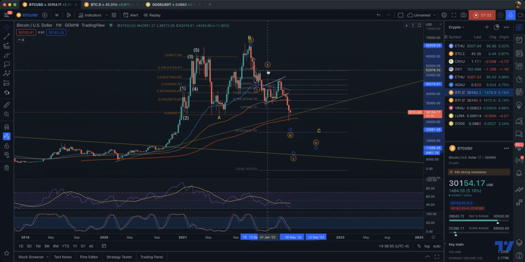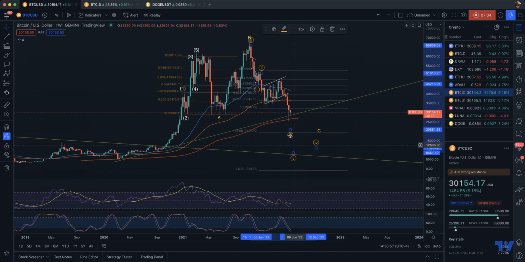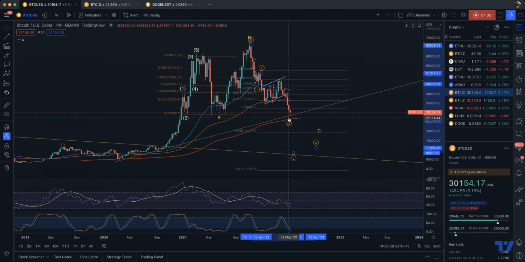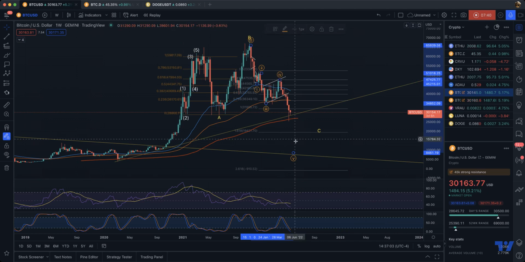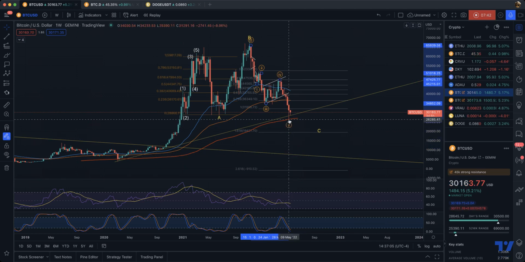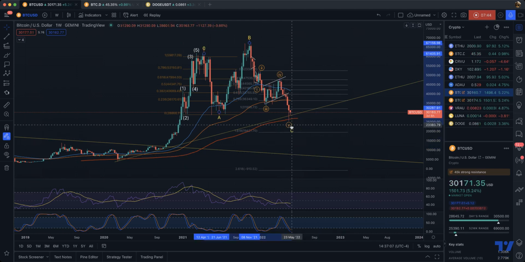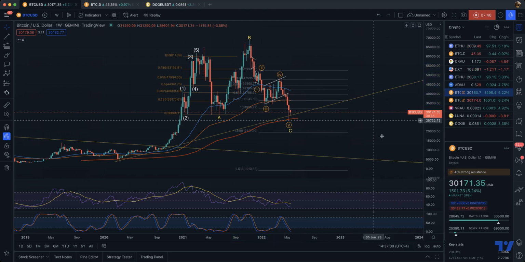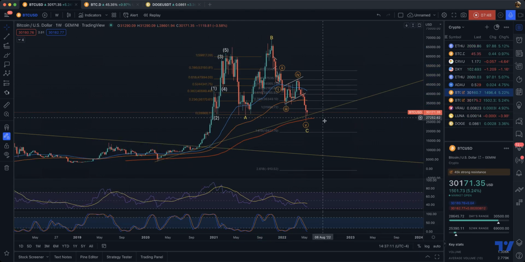This is an irregular flat correction. And this C wave is just about finished. And then I'm going to say, how do we recover from here? Because we've got to recover off of this. This is such bearish momentum. And the 618 is here at 19,000.